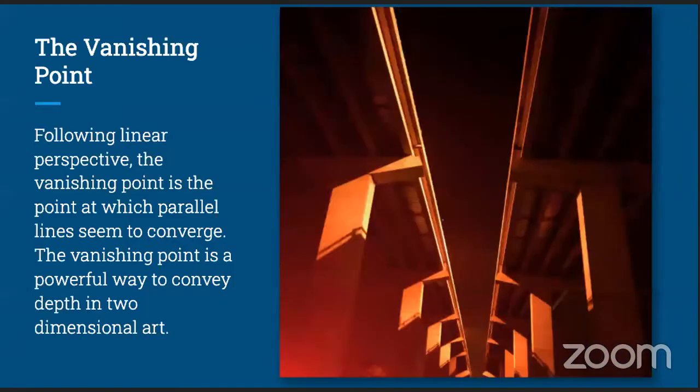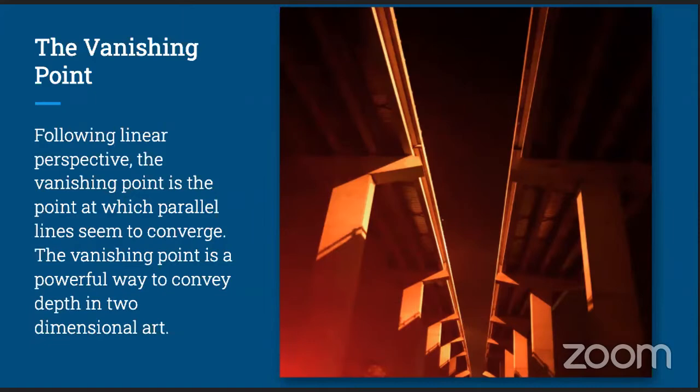Another thing to think about when we're providing depth visually is the vanishing point, which is the point at which parallel lines seem to converge, the point where they vanish, the point where they become one thing. And this one, by the way, I would still count as a landscape, but it's something that we would consider to be a manufactured landscape. This is a man-made thing, but it's still outside and it's pretty interesting. This is the underside of an overpass.